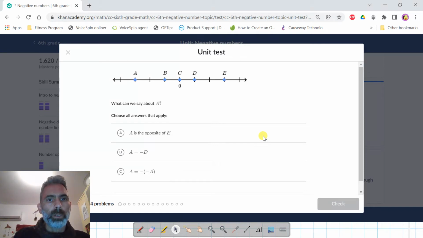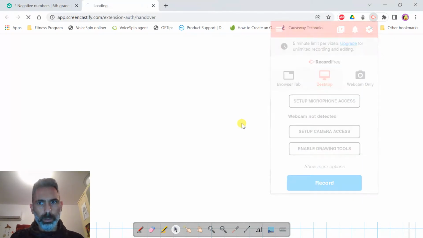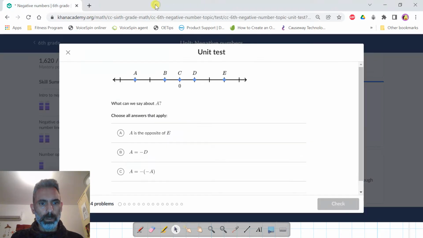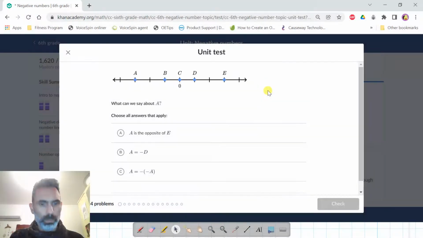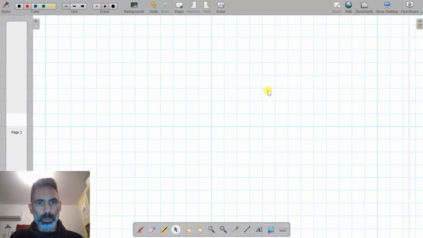What can we say about A? Choose all answers that apply. A is the opposite of E. Let me copy the number line to the board.